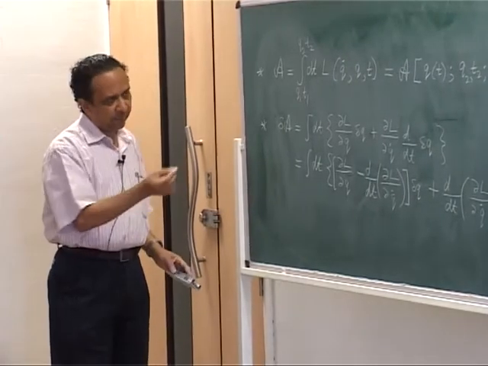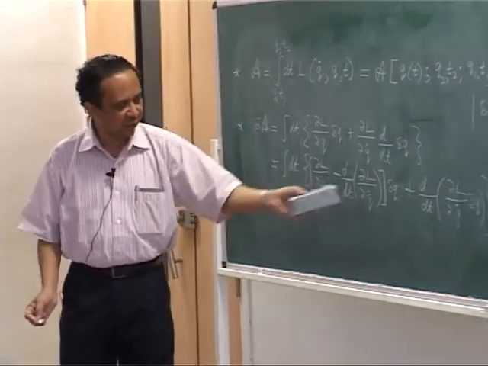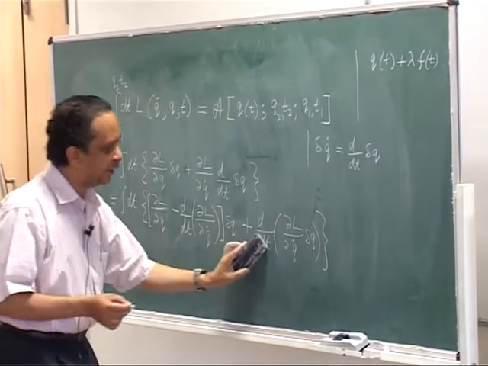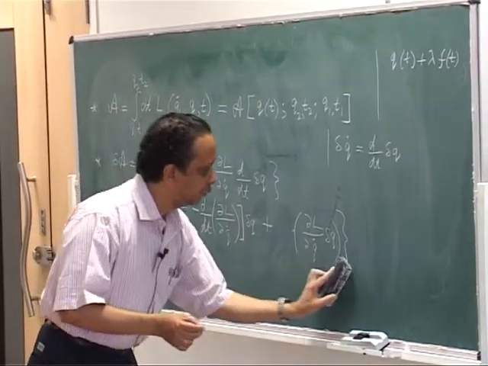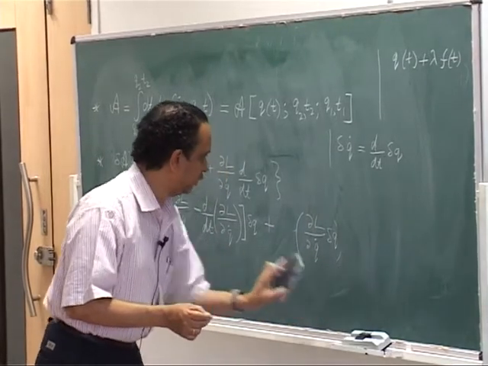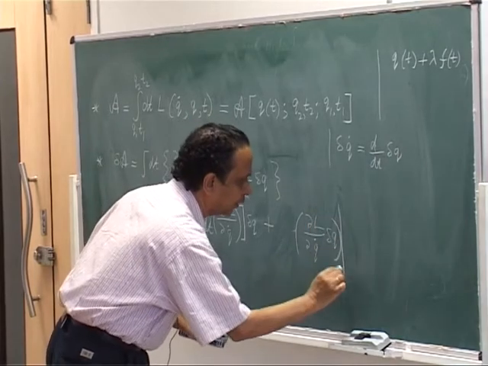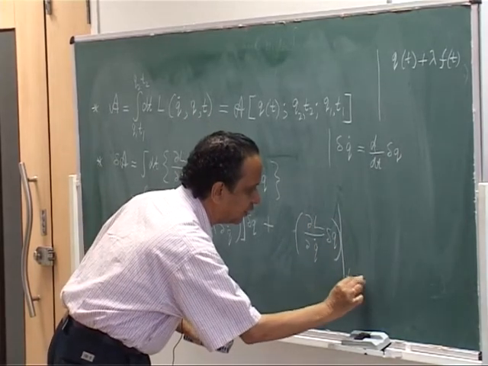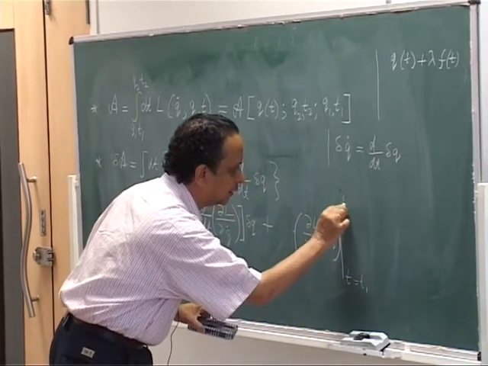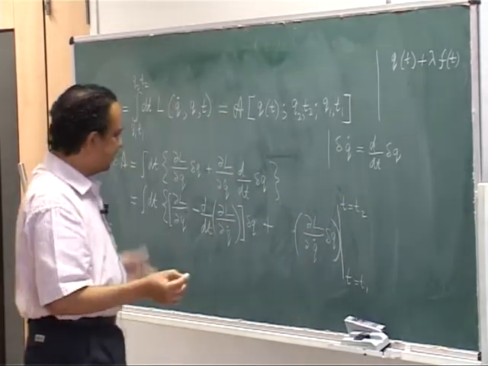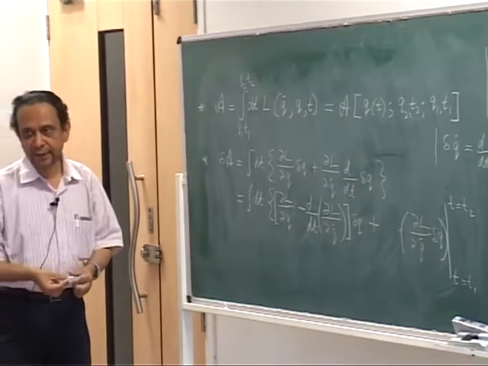You separate it into two terms. The first term you leave as it is, and in the second term you do the integral over dt, and that will give you just an endpoint contribution. This quantity evaluated at t equal to T1 and t equal to T2. This is the general expression you have for delta A.